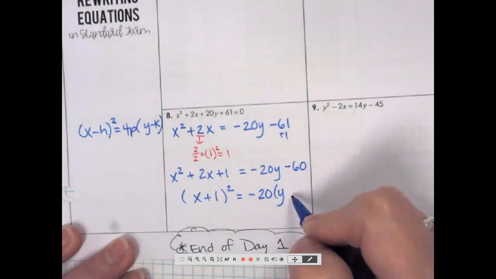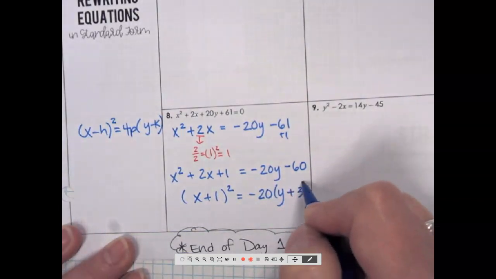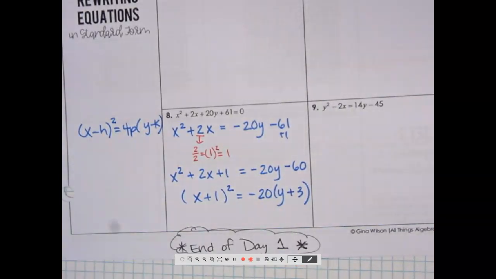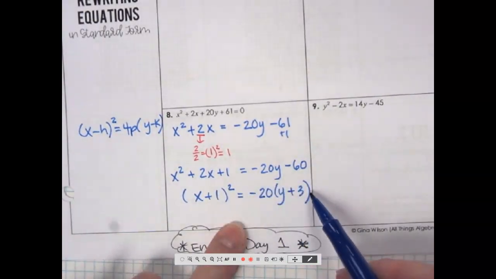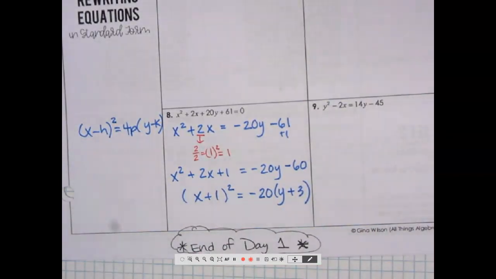What goes here? Plus 3. Because I'm factoring out the negative also. So if I distribute this, then distributing that negative gets me the negative 60. And that's it.